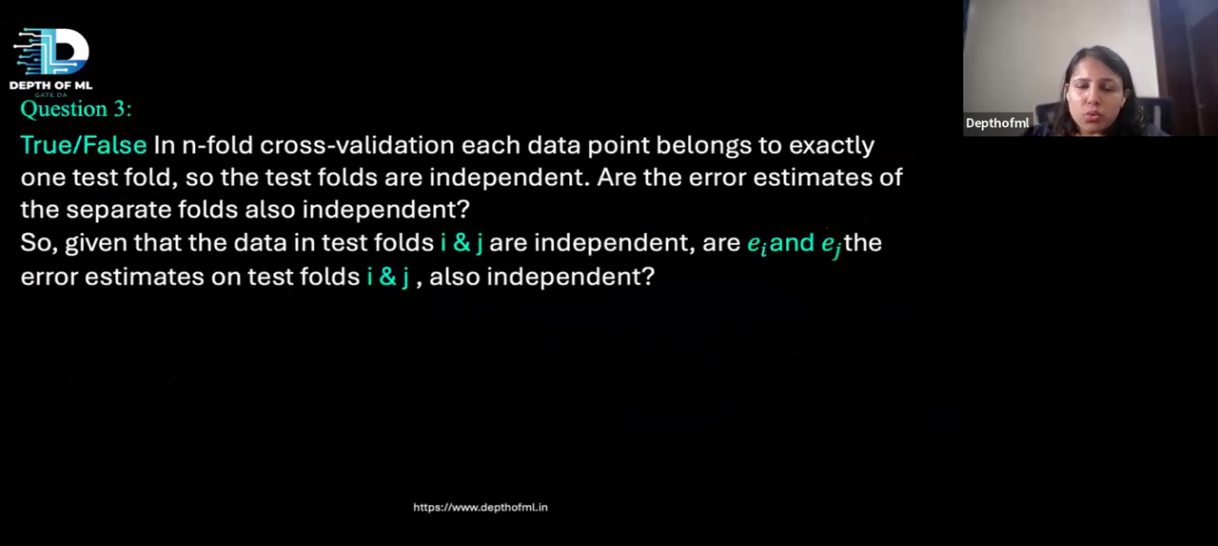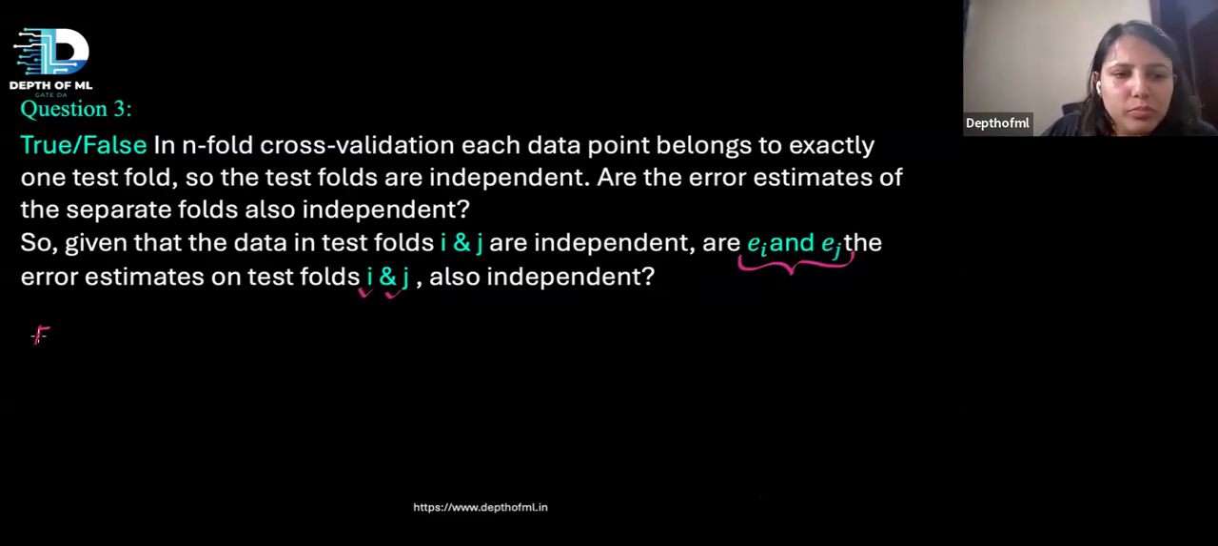So you have to tell me whether this is true or false. In n-fold cross validation, each data point belongs to exactly one test fold. So the test folds are independent, right? And here n-fold or k-fold is same. Are the error estimates of the separate folds also independent? So given that the data in the test folds I and J are independent, we are asking whether the error estimates EI and EJ of the test folds I and J are also independent. True or false? Okay, so this is false.